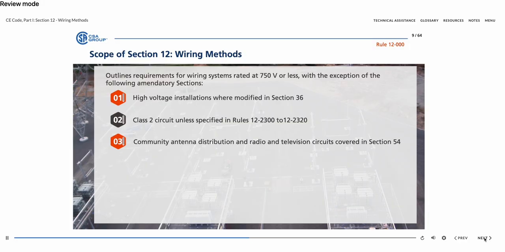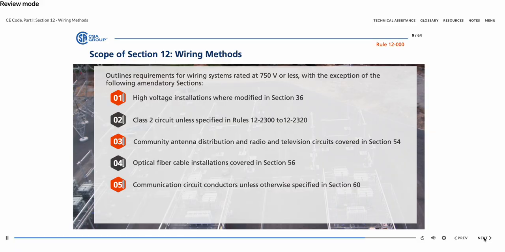Community antenna distribution and radio and television circuits in Section 54. These are sometimes called coaxial cable installations. Optical fiber cables in Section 56. Communication circuits under Section 60 and conductors in factory-built electrical equipment under SPE 1000.